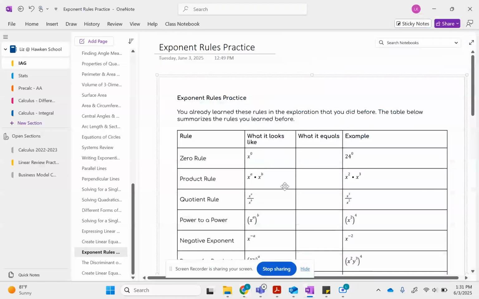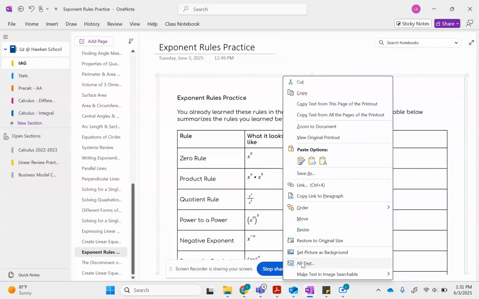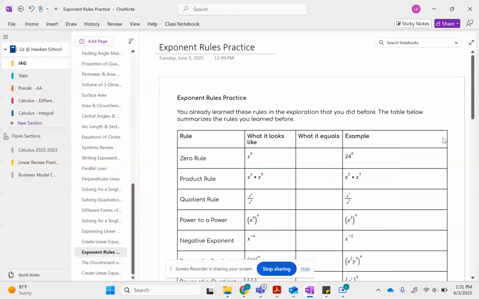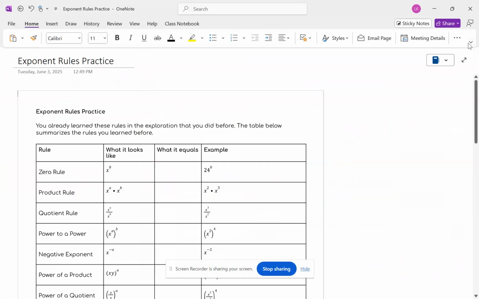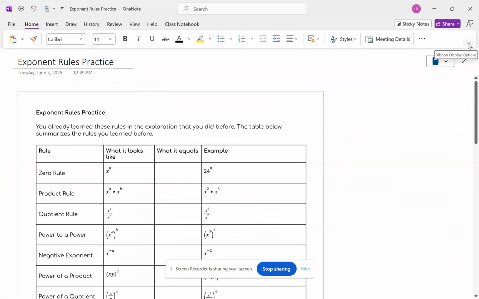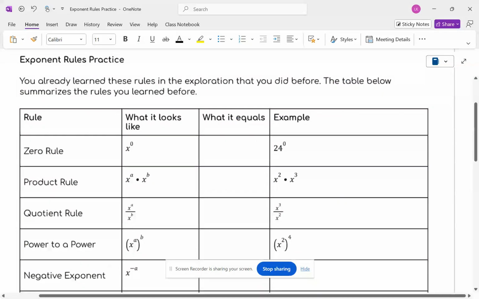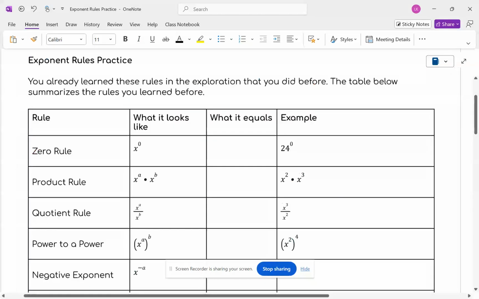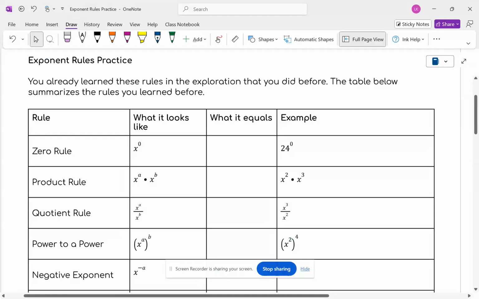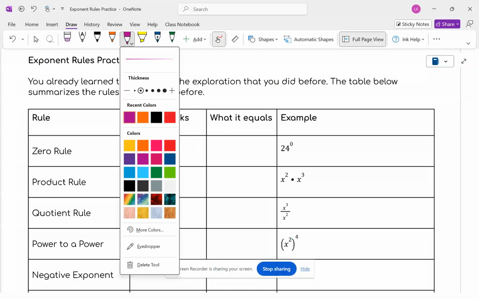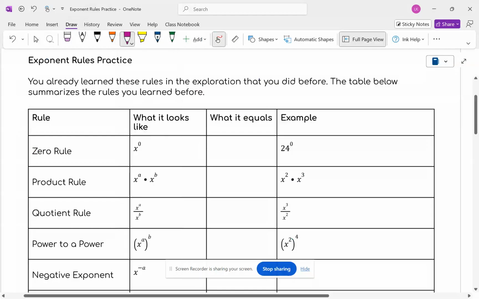Hey guys, so today we are going to talk through some more complex examples dealing with exponent rules. You've already learned these rules in your previous exploration, the assignment before this one. And I thought it would be nice to organize all of these exponent rules for you on a cute little table, and then with a little example with it.